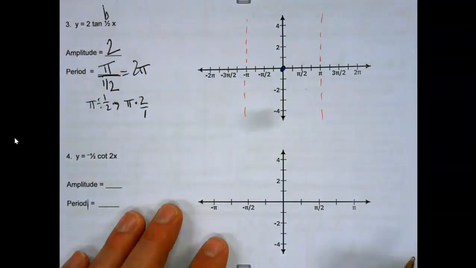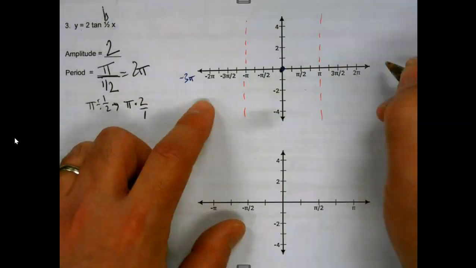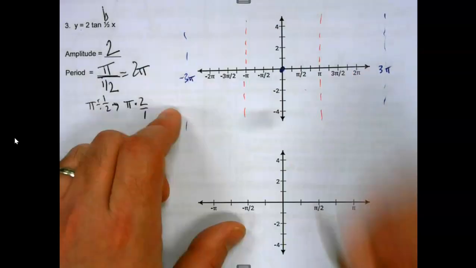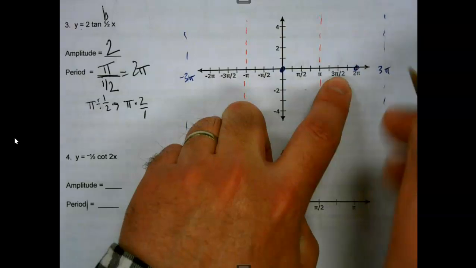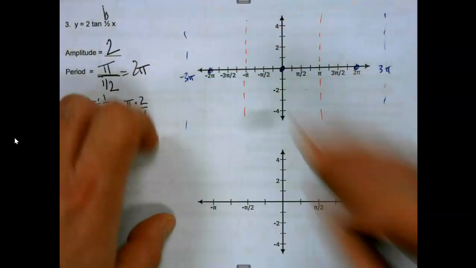0. Okay? If this went out to negative 3 pi and positive 3 pi, and there were more asymptotes sitting here, what would be right in the middle of 1 and 3? 2. What's in the middle of negative 1 and negative 3? Negative 2.